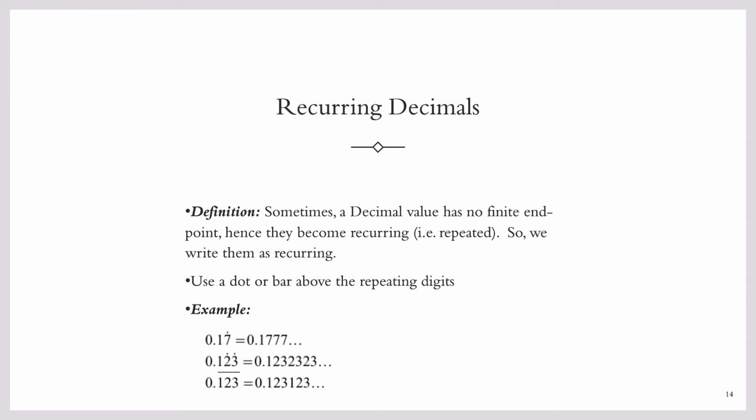So our value would be something like 0.123232323, and this value would continue forever and forever. Similarly, rather than putting a dot, we can put a line above it. In this example, we have 0.123 and there is a line above 123. It would mean that we can write 0.123, 123, 123, 123, 123, and that is the decimal value that we are getting. So it is a recurring decimal.